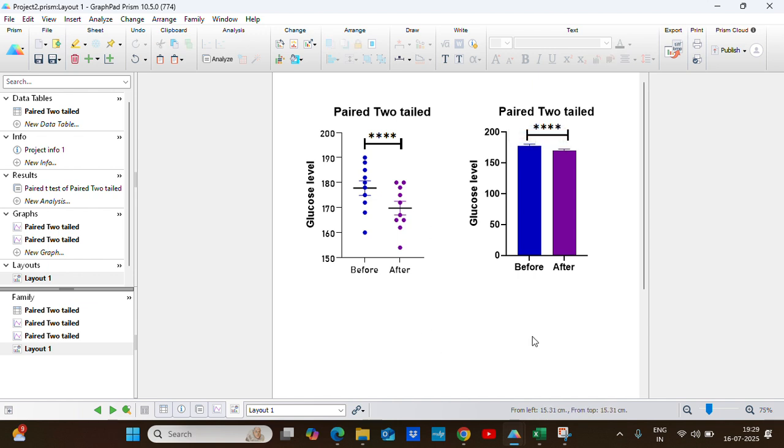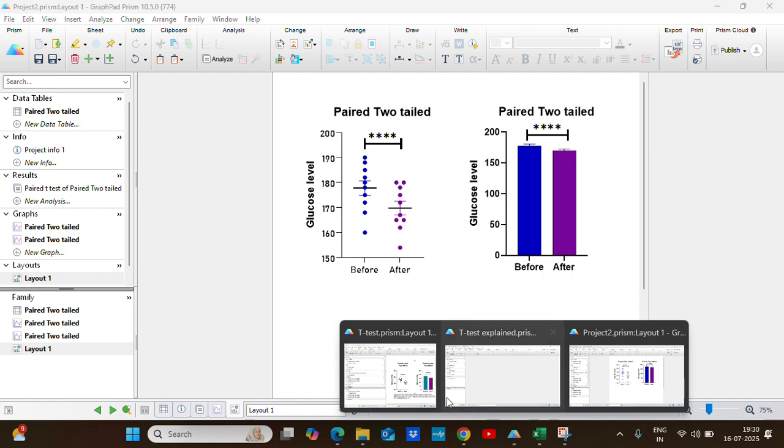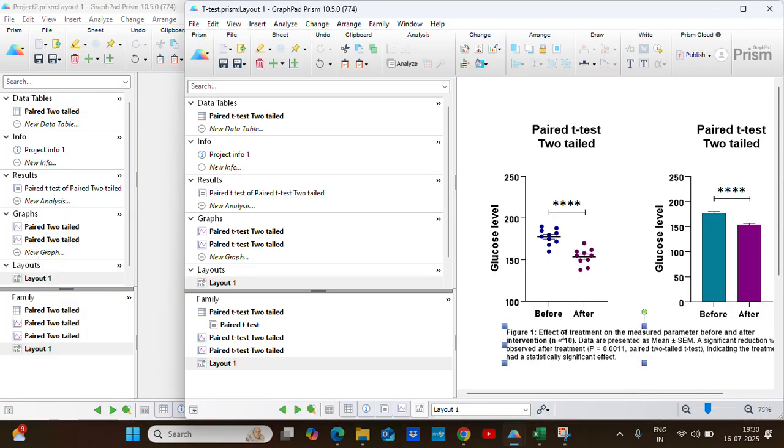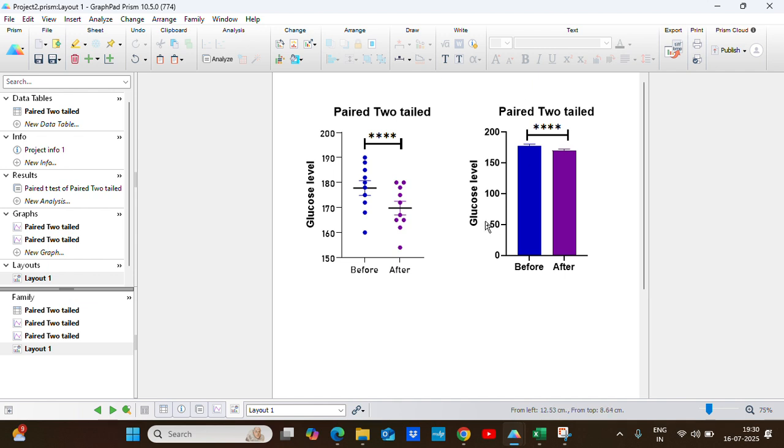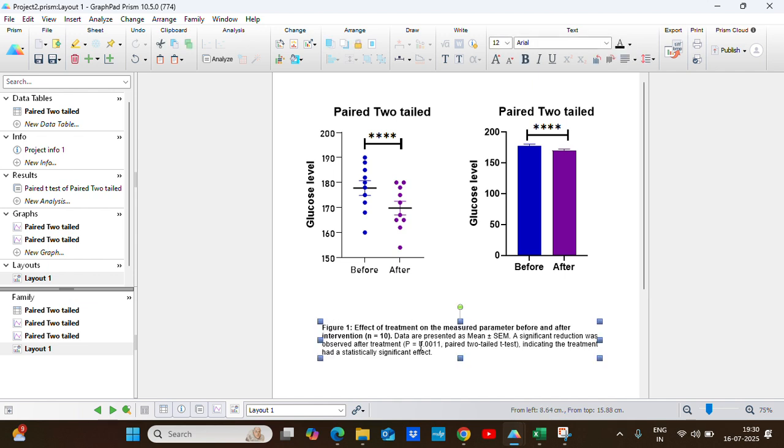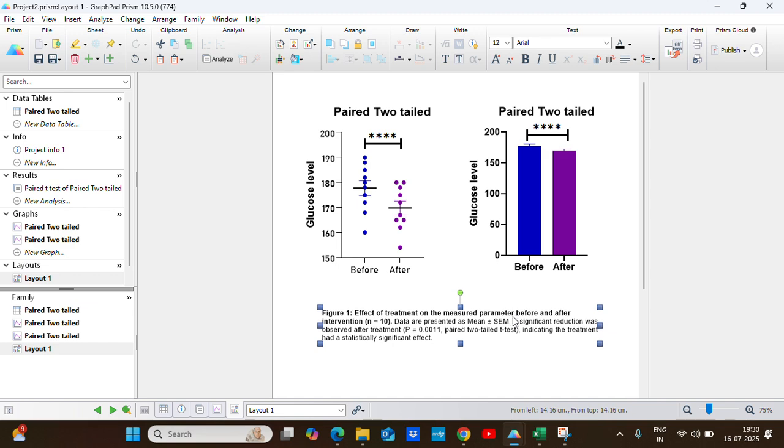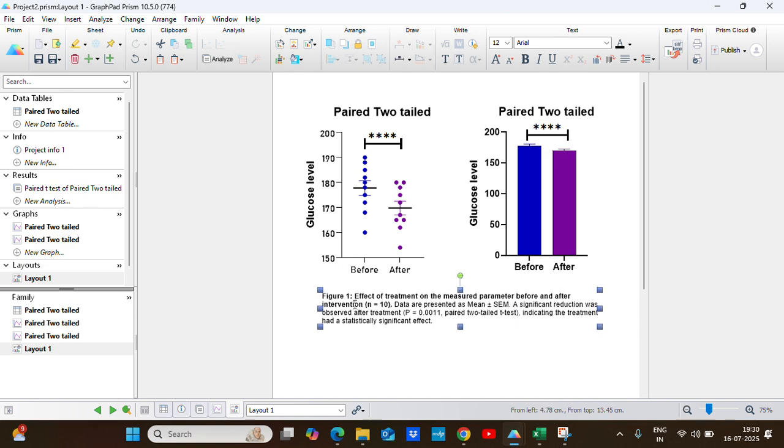This way you can present this, and also like in the previously shown figure, you can put the caption as well. You can take these images, export them to PPT, and put a caption there also. Just for showing purposes, I'm putting a caption here: before and after treatment, N equal to 10, mean plus or minus, a significant reduction was observed after treatment.